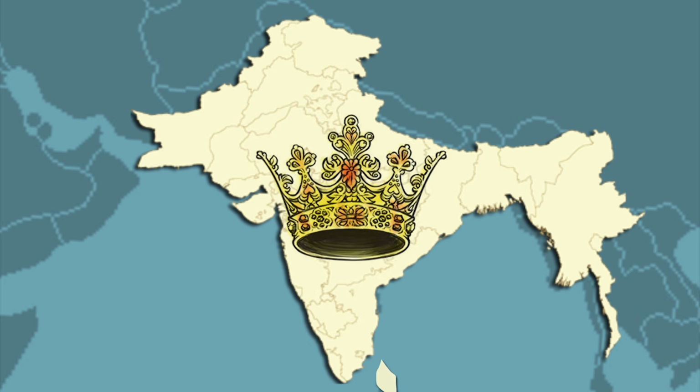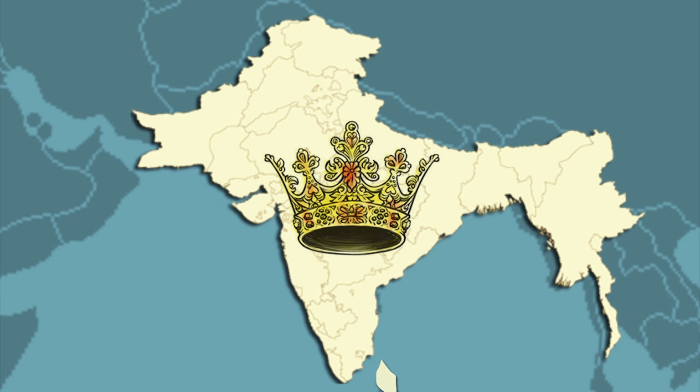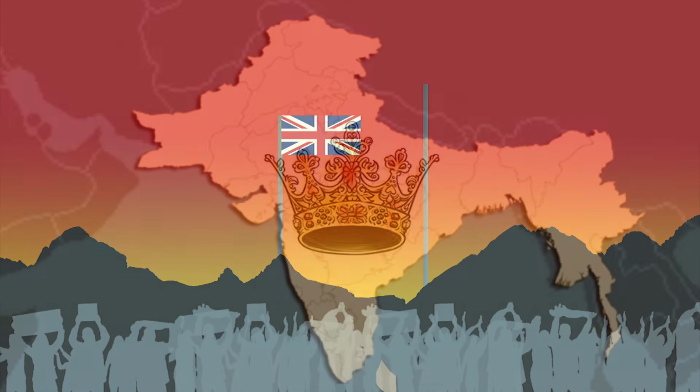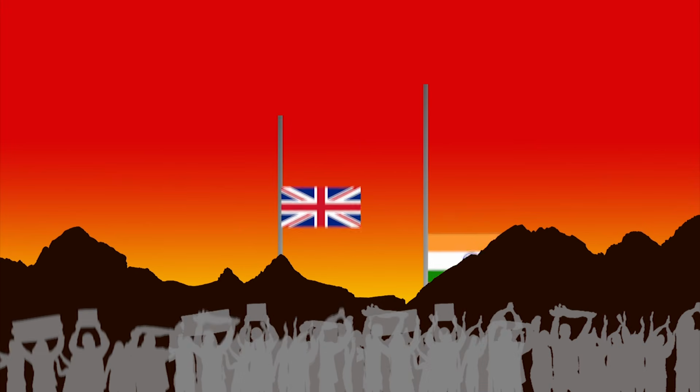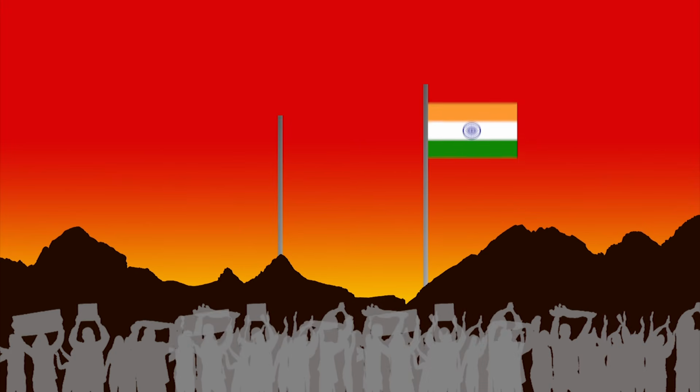The end of the company rule came with a mutiny in 1857 when the Queen decided to rule directly and asked all the company officials to return. From 1858, the British government directly ruled India till 1947.